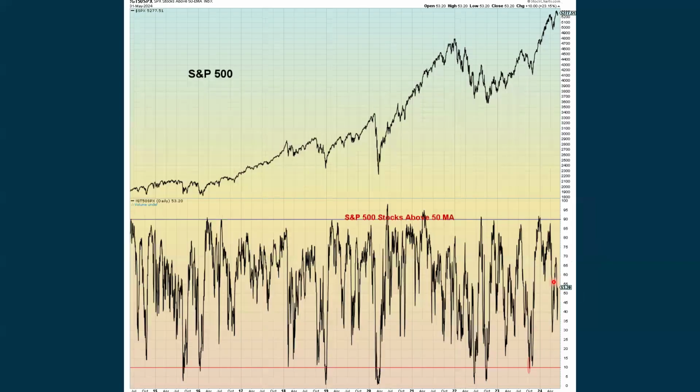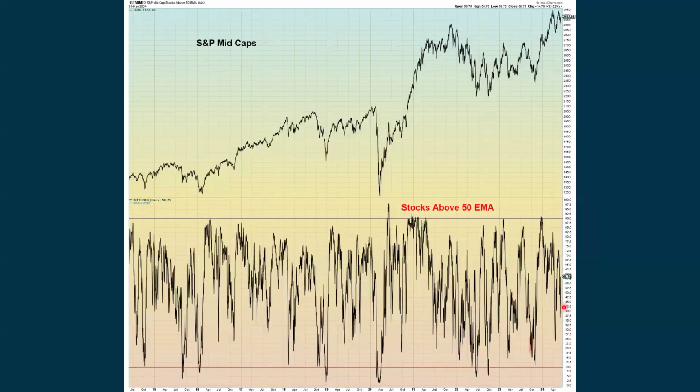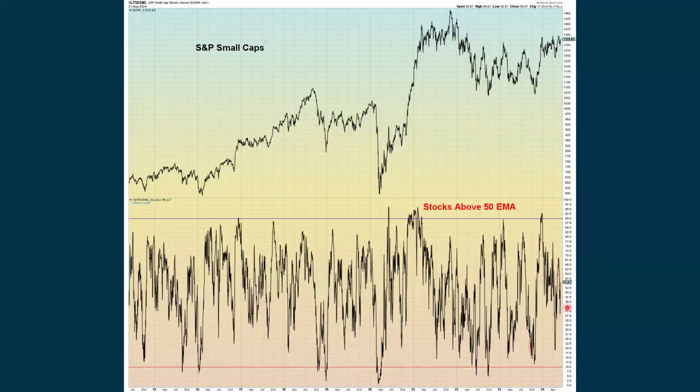Then I take that same basic concept and I go based on the 50-period moving average, also using it like an oscillator and just barely crossing back above 50. Just to get a bigger picture, we also look at the mid caps, which are finally coming back above 50. And then the small caps, which are also coming back above 50, but we're not seeing any extreme readings currently.